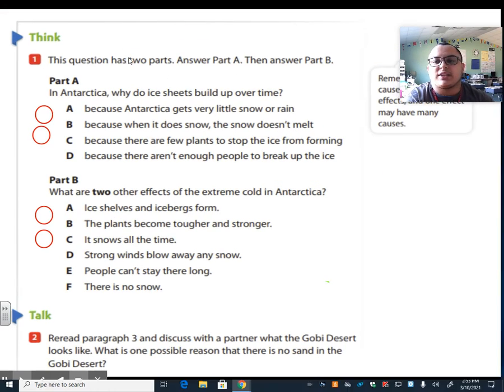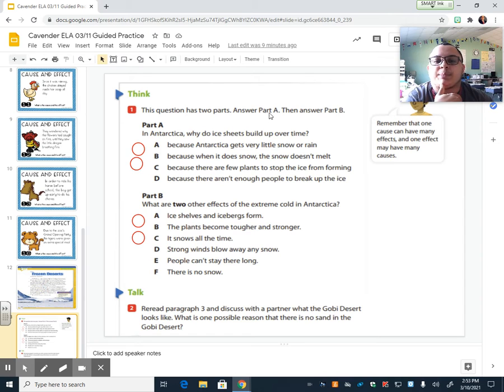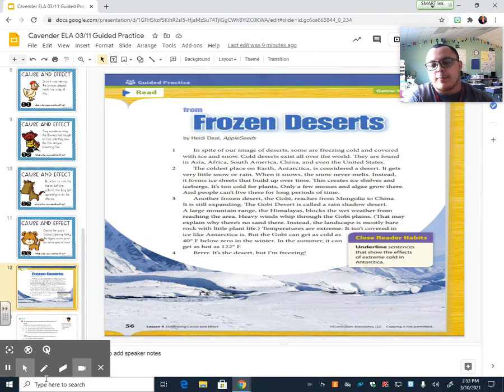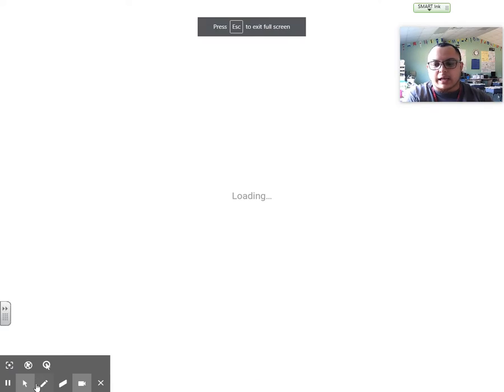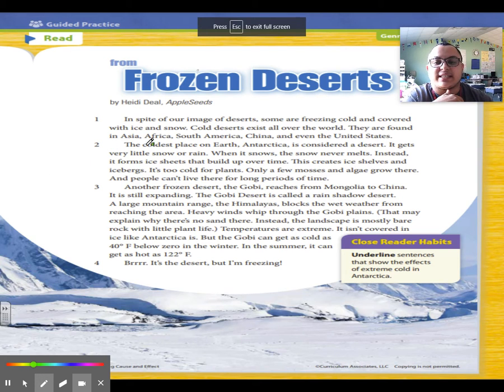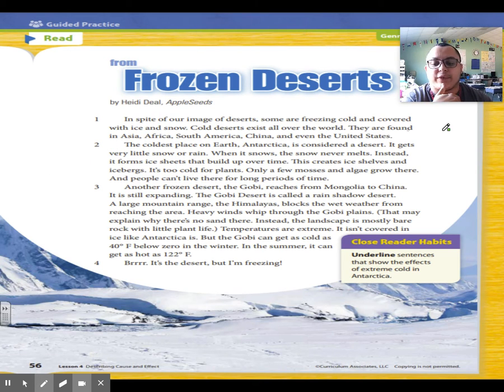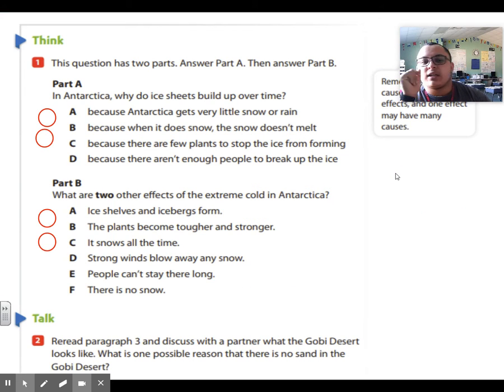This question has two parts. Answer part A and then answer part B. So in Antarctica, why do ice sheets build up over time? So what is the cause of these sheets building up over time? Well, I'm going to go back and I'm going to underline and skim the text. Skimming the text, we're going to look for some keywords. So looking back at our question, we are looking for why ice sheets build up over time.